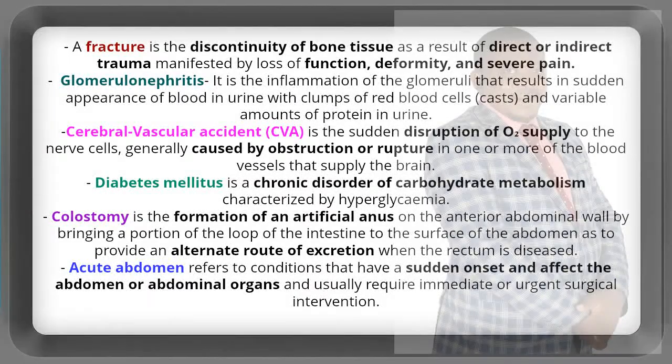And then let's also define acute abdomen. Acute abdomen refers to conditions that have a sudden onset and affect the abdomen or abdominal organs and usually require immediate or urgent surgical intervention. Even though I've put surgical intervention here, it is also important to know that there are also acute abdomen conditions that are medical in nature.